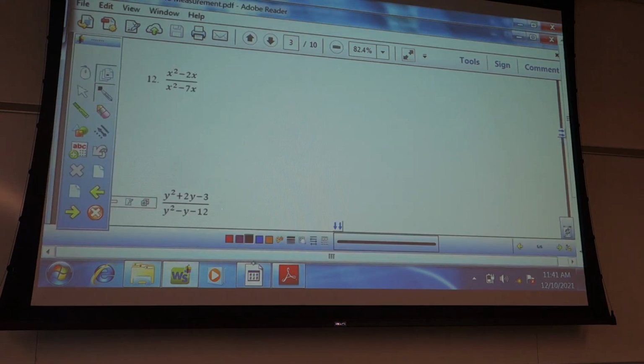So 12, how can I factor? I only have 2 things. What can I factor out of these? Is there anything in common? X. So if I factor out an x, what am I left with? Everybody do it. Factor those.